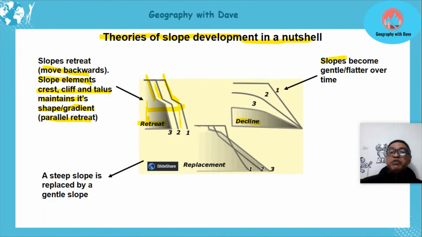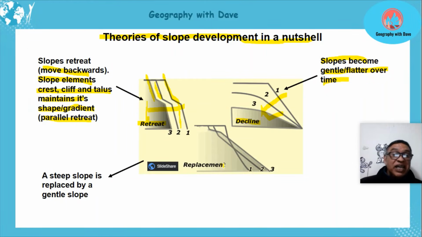Here, the slopes become gentle and flatter over time. Can you see? 1, 2, 3, 4. They become more gentle. So that is why we use the word decline. Can you see it? We can link up words with that. All right, slope decline. And then slope replacement.